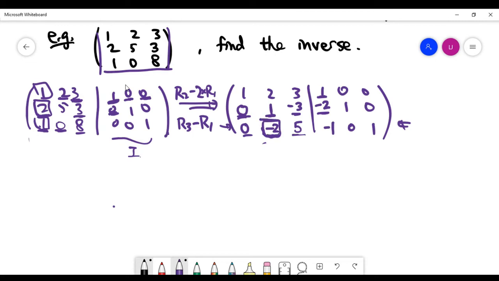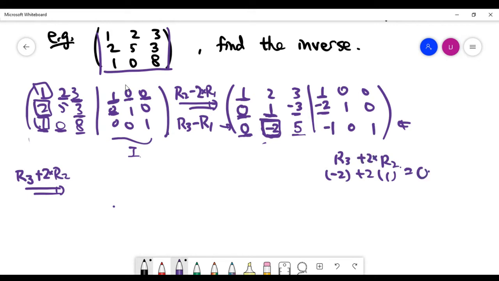So to make it 0, we can only use row 2. Using row 1 doesn't make sense because row 1 has 1 in the first column. It will change our 0 here, which is not supposed to be changed anymore. So let's do it by row 2. I think the correct row operation is row 3 plus 2 times row 2, because you see it's like minus 2 in the row 3 spot. For row 2 it is 1, so I have to make it plus 2, right? So it's going to be 0.